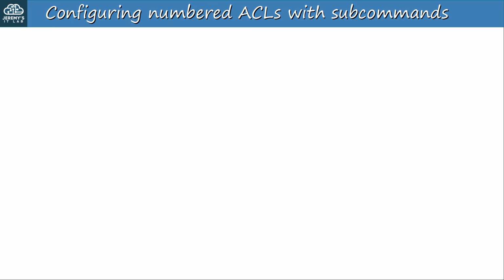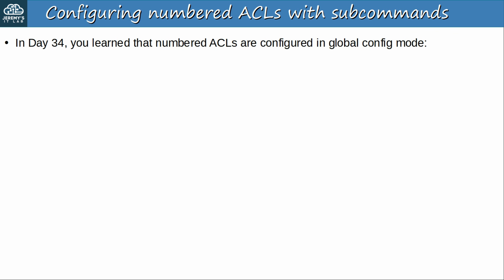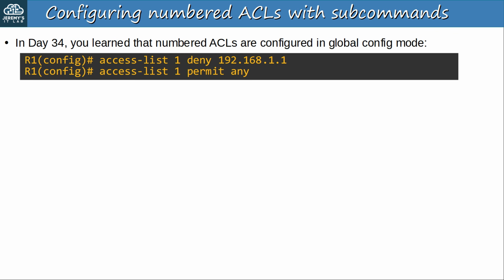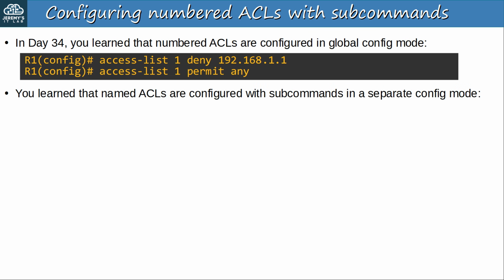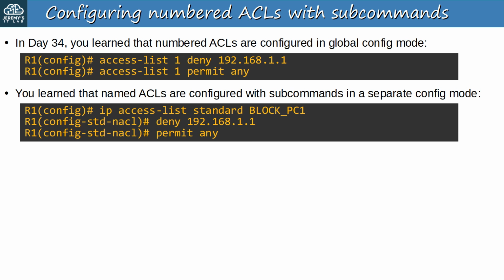Let's get started. In day 34, you learned that numbered ACLs are configured in global config mode. For example, here's a simple ACL denying 192.168.1.1, but permitting all other traffic. The entries of ACL 1 are configured directly from global config mode with the access list command. You also learned that named ACLs are configured with subcommands in a different config mode. Here's the same ACL, configured as a named ACL. The IP access list standard command is used to enter standard named ACL config mode, and then subcommands within that mode are used to configure each entry of the ACL.